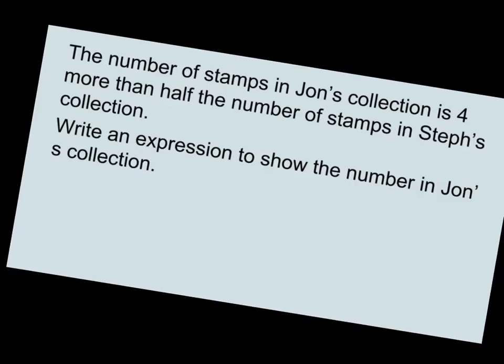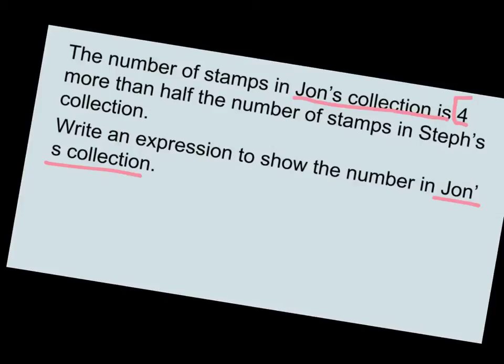The last example we're going to do together is this one. It says the number of stamps in John's collection is 4 more than half the number of stamps in Steph's collection. Write an expression to show the number in John's collection. So you have to be careful of what it's asking. It could have asked for Steph's, it could have asked for John's, so you have to be careful of what it's asking. So going back to the main problem, it says the number of stamps in John's collection is. So right here I know from this point on it's talking about in relationship to John's collection.